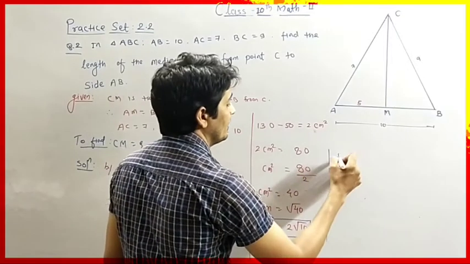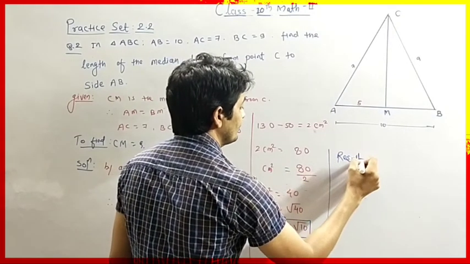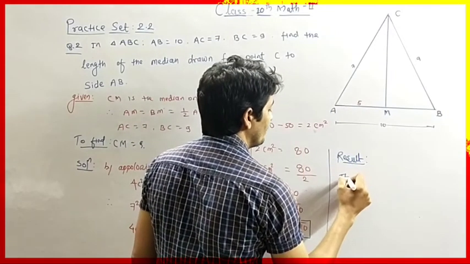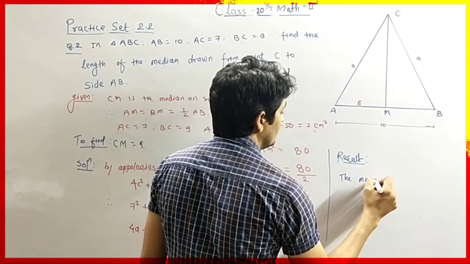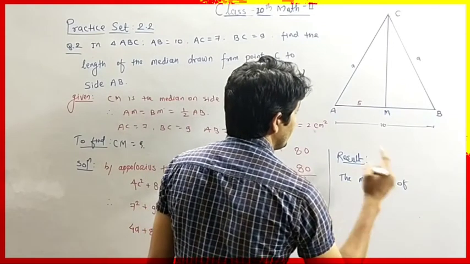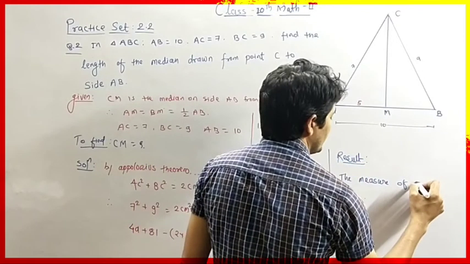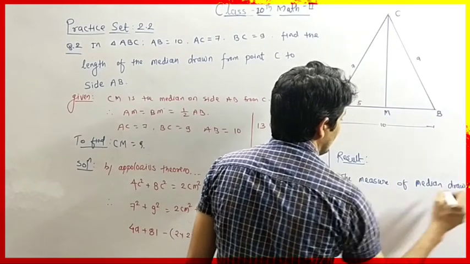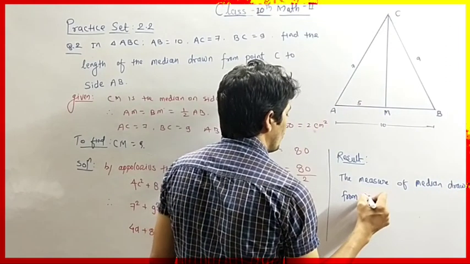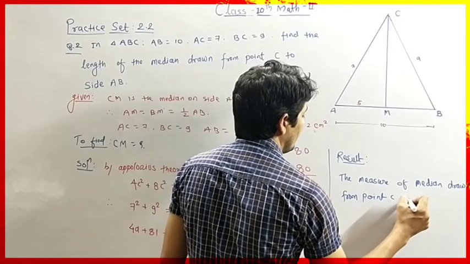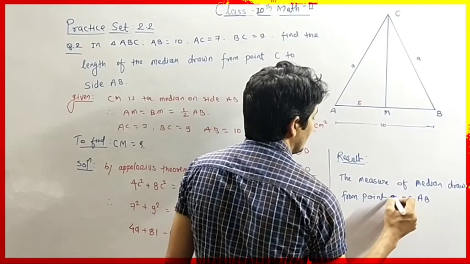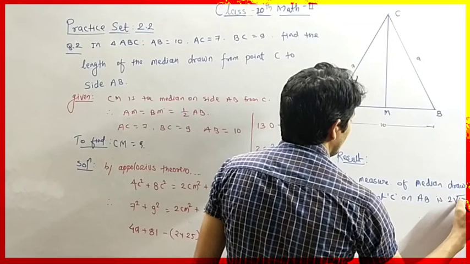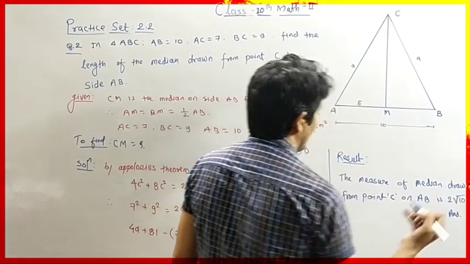Therefore we have to write the result. So what will be the result? The measure of CM, what is CM? CM is the median. The measure of the median drawn from point C on AB is 2 root 10, and that is our answer.